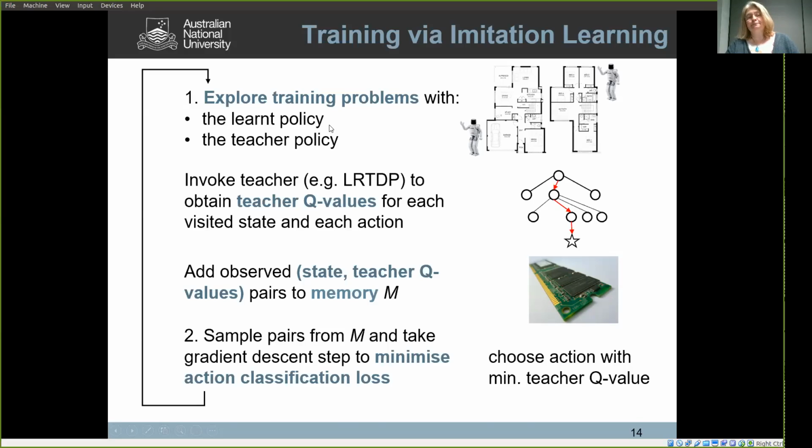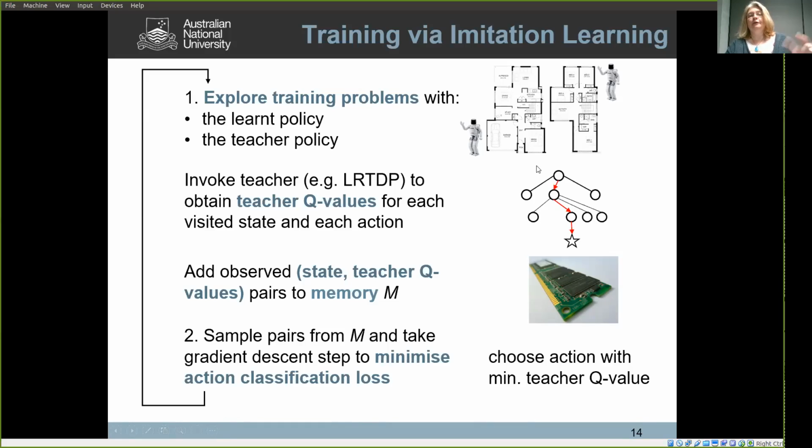In the exploration phase, we explore the training problems with both the learned and the teacher policy. With the learned policy, we generate sample trajectories, which may end up in the goal, or in a dead end, or in another state if we exceed a certain depth. And then we use the teacher policy to generate all states that are reachable from the states along these trajectories, as well as the Q values corresponding to all of the applicable actions in these states. And we store the observed state and teacher Q value pairs into a memory. So that finishes the exploration phase.